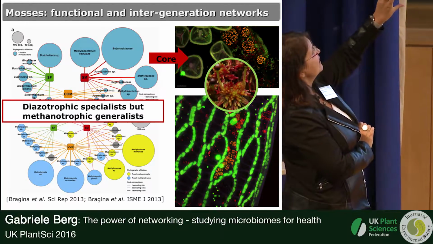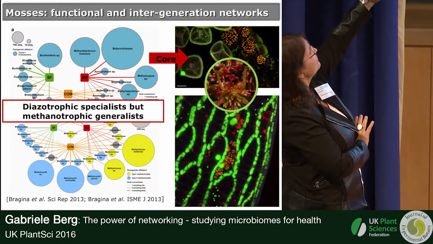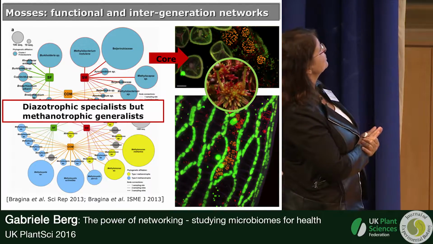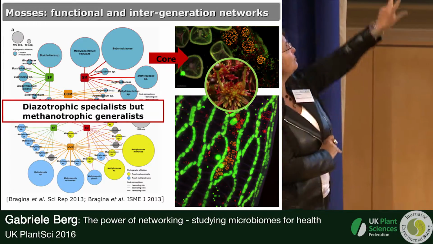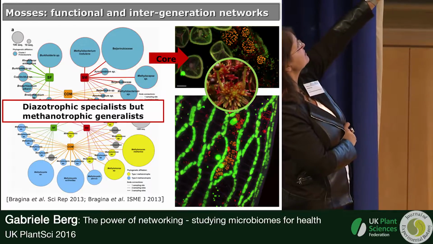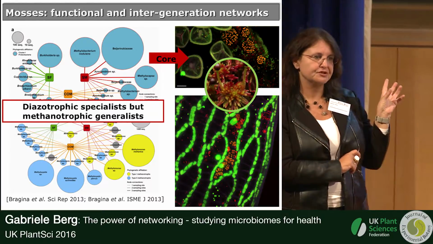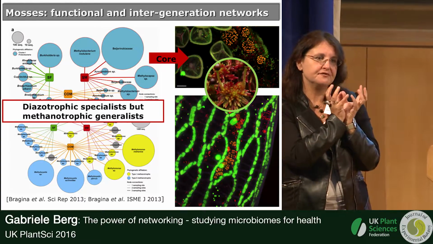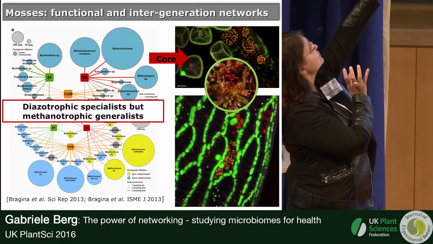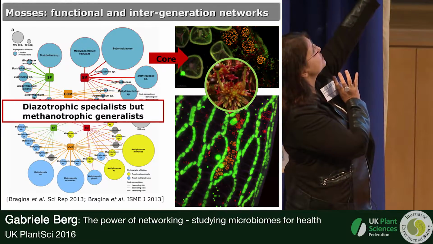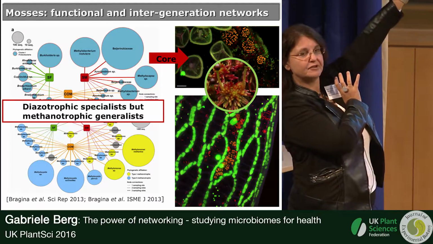And here we compare two different functions. You can see the nitrogen fixers on one hand, and here below you can see the methanotrophic genes. We compared two Sphagnum species, Sphagnum fallax and Sphagnum magellanicum, and what was a surprise was that the nitrogen fixers form a very specific network. So fallax has specific nitrogen fixers, for example from the Burkholderia genus, and magellanicum from Methylobacterium. So they were very, very specific.